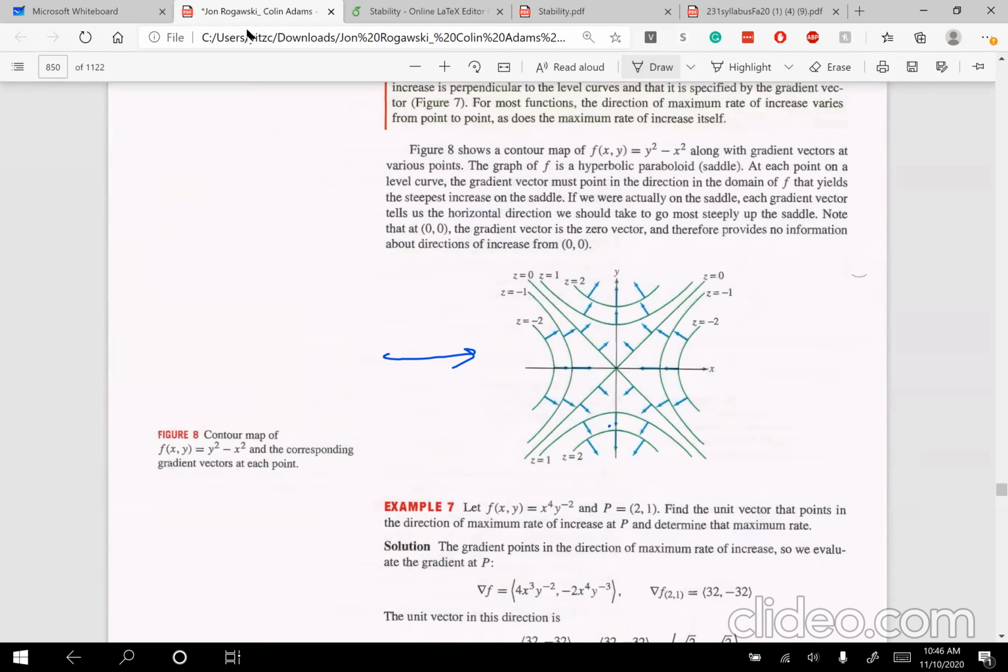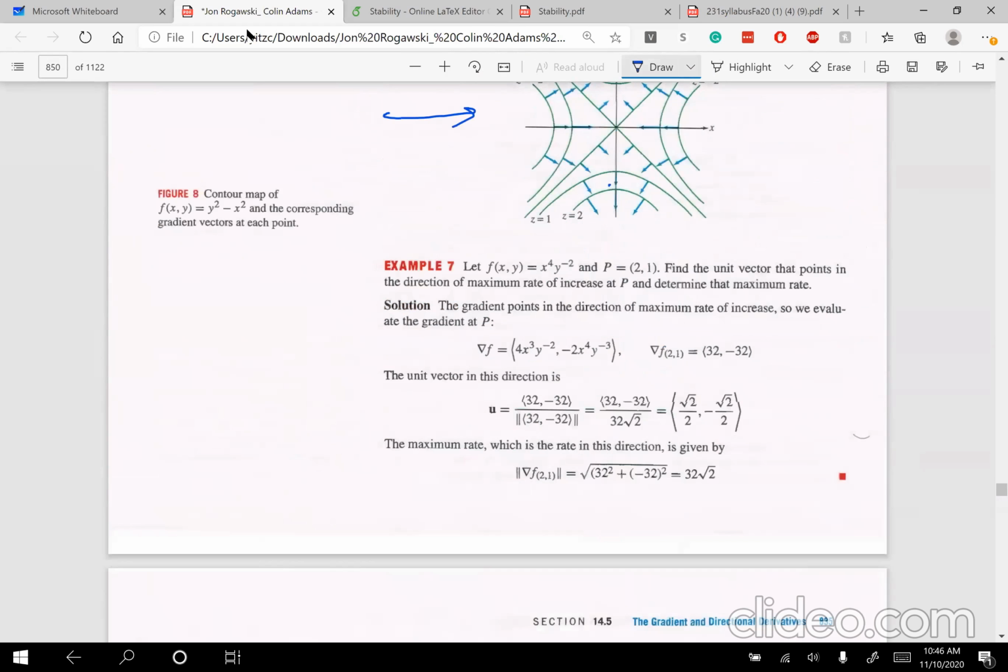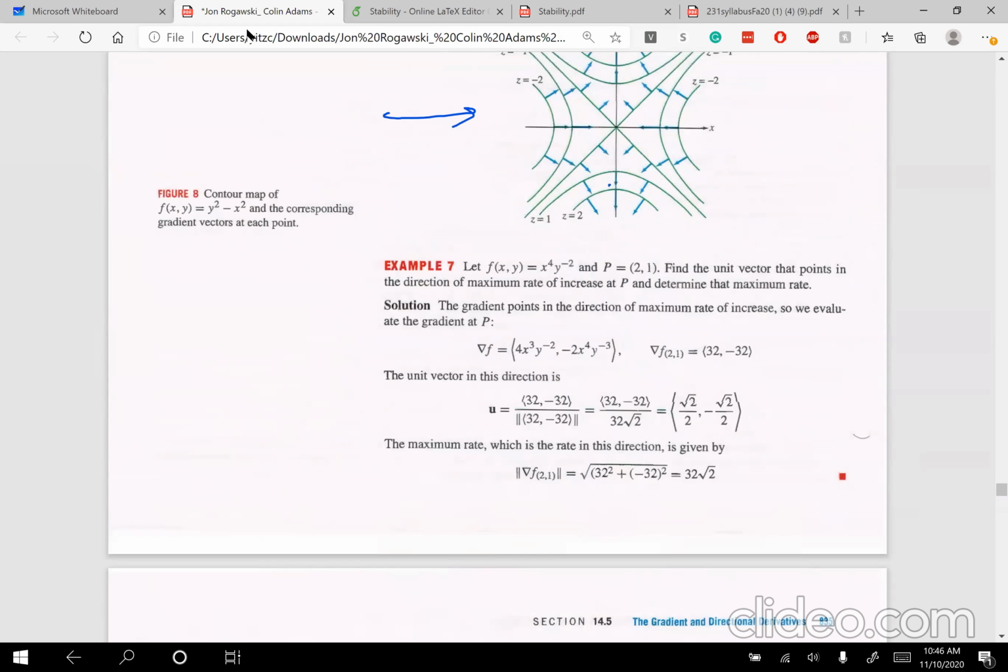So now they give us an example. Let f(x,y) = x^4 y^-2 and p equal to that. Find the unit vector that points in the direction of the maximum rate of increase and determine the maximum rate. So first we need to find the gradient. That will be the direction of maximum rate of increase. To find the unit vector, we just need to take the magnitude. And to determine the maximum rate, we also just need to take the magnitude.